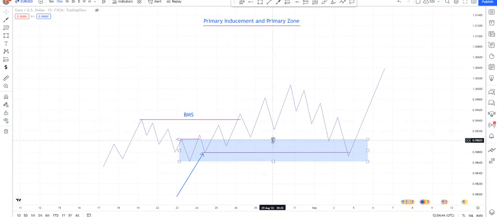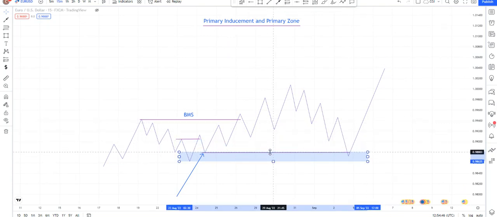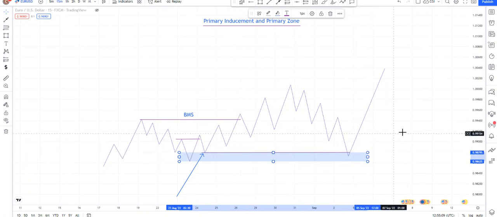So probably you can shift your entry to be like this, and look for something down here like imbalance, order block, anything that might prove as a point where price will continue the trend. All right, so that is basically what we mean by primary inducement and primary zone. When you're trading, there are two different zones we look at, either primary zone or secondary zone. So it will react at one of those two points.